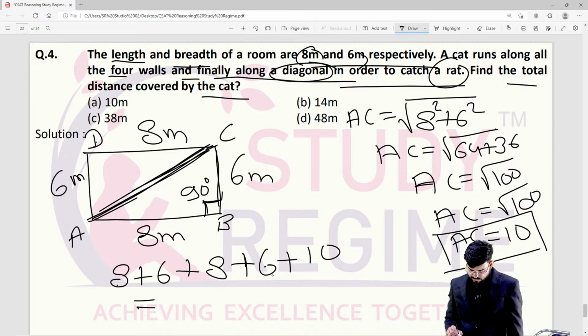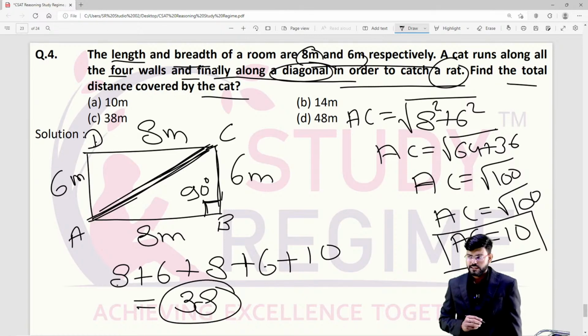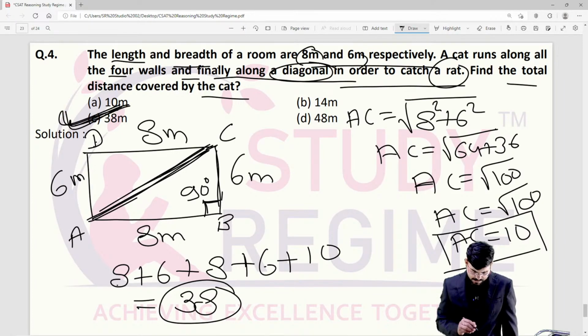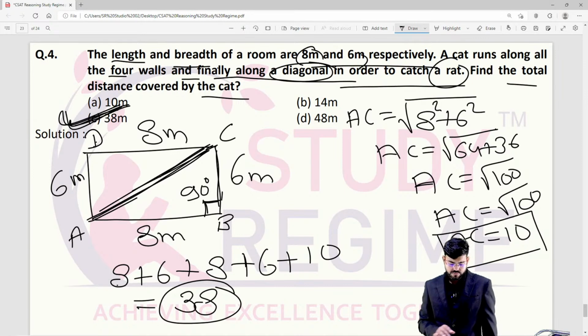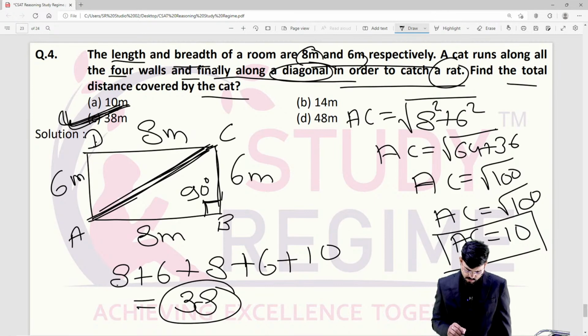14 and 14. Your answer will be what? 38. Clear? Your answer will be what? 38. So here the answer will be 4th C part. Very easy questions. Just follow as the question is saying. These are simple questions, but you should know what is a diagonal and what is a Pythagoras theorem.